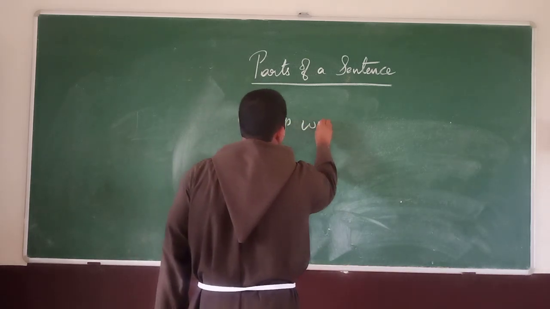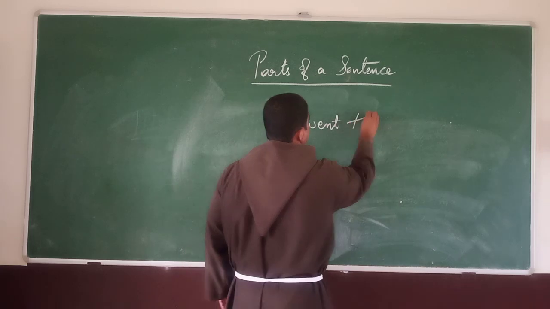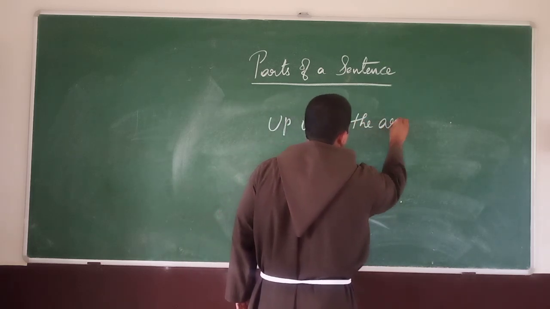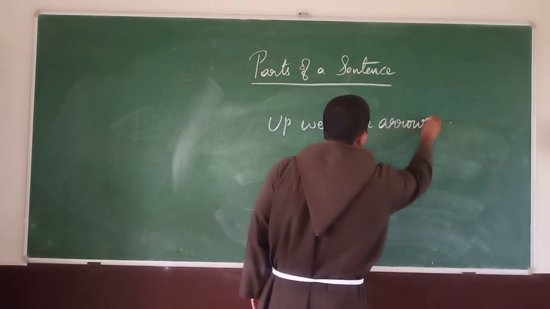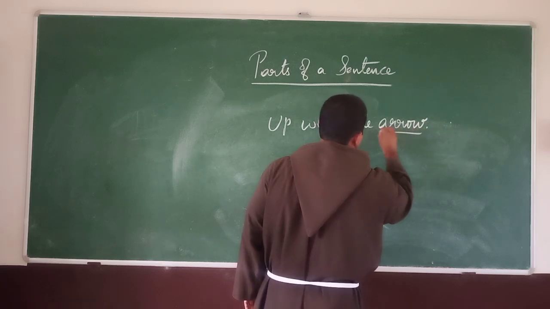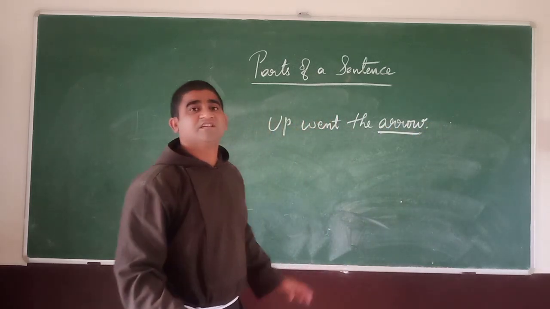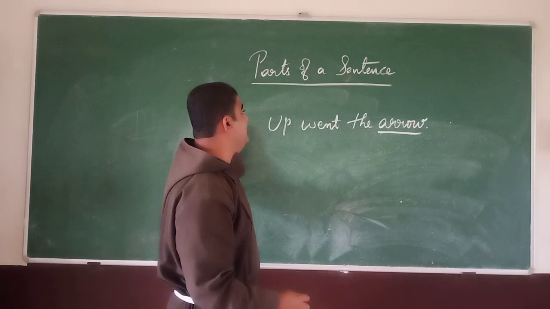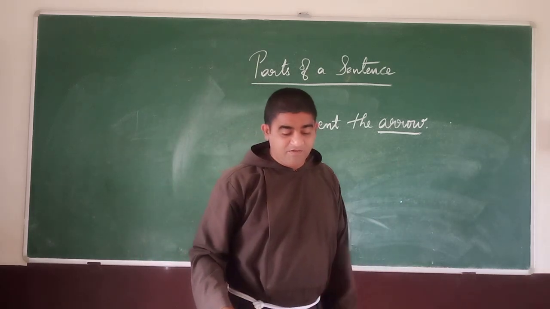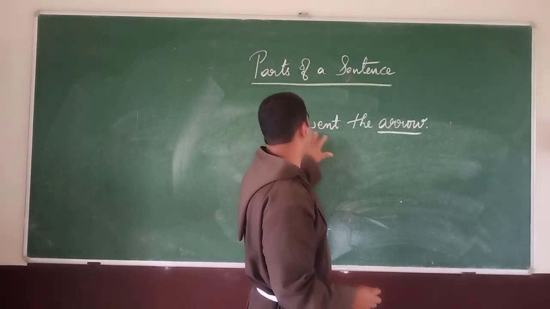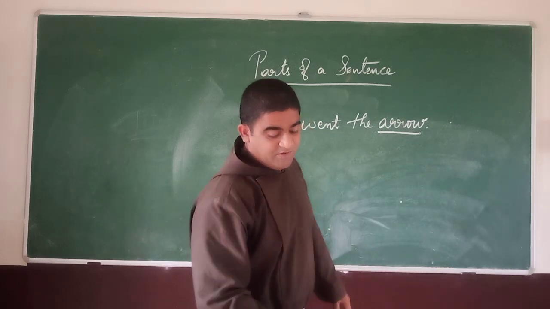Up went the arrow. You see, subject is here. It has not come at the beginning of the sentence, but at the end of the sentence, or after the predicate. After the predicate, it has come.